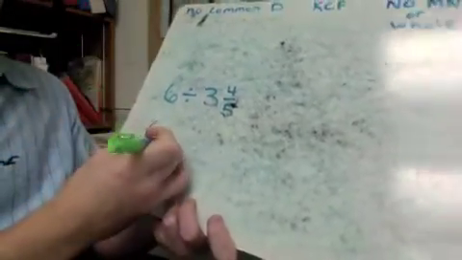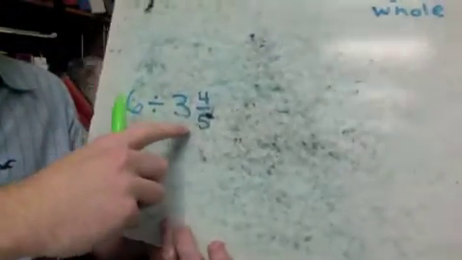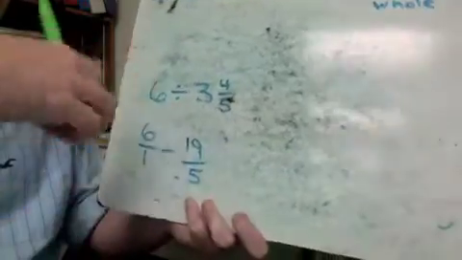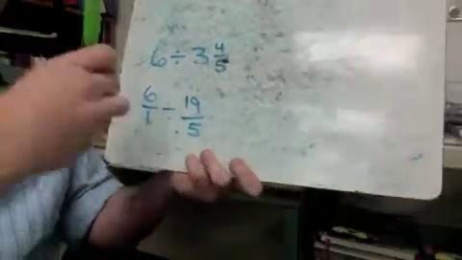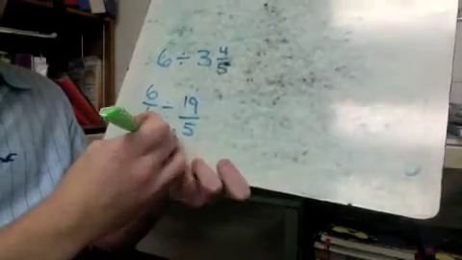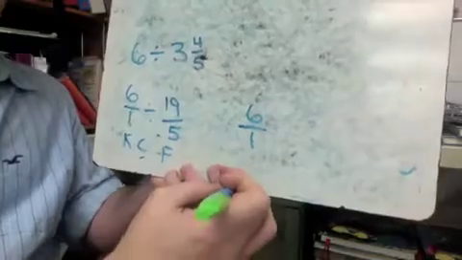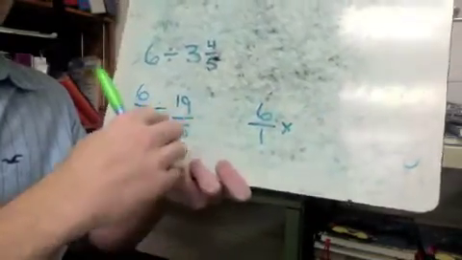And let's see here. This would be pretty easy too. 3 groups of 5 is 15. 15 plus 4 is going to be 19. Okay. Now we can do our keep it, change it, flip it. So we've got 6 over 1 times 5 over 19.